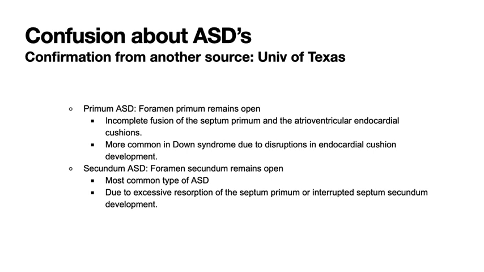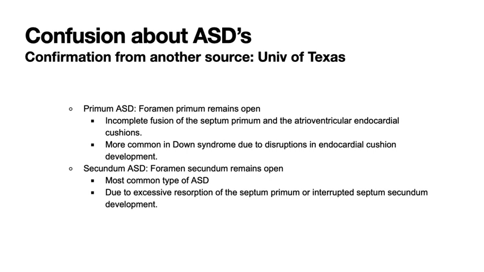The primum defects, incidentally, happen to be more common in Down syndrome because you get disruptions to endocardial cushion development. So Down syndrome, primum defects. Down syndrome, also we're going to learn, is atrioventricular septal defects. Secundum ASD refers to the ostium secundum or foramen secundum remaining open. And again, this is the most common type of ASD. It accounts for 80% of them.